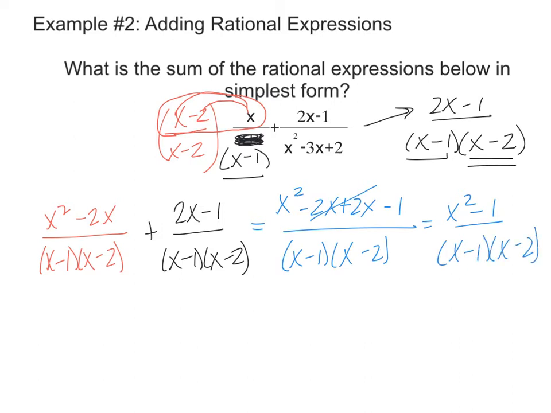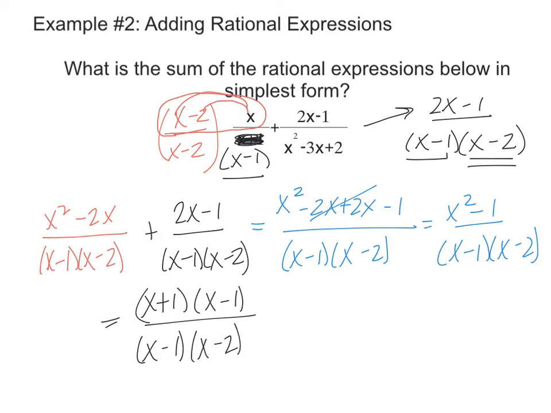Our numerator then becomes, because we should still go ahead and factor this out, x plus 1, right, because that's the difference of squares, and x minus 1. And what's so nice about this one is that x minus 1 is going to cancel. And so our final answer is going to be x plus 1 over x minus 2. And we are done.